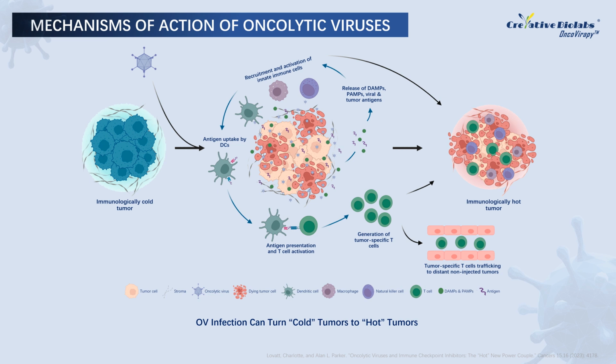infiltration into the tumor. Oncolytic viruses also help overcome physical and immunosuppressive barriers within the tumor microenvironment, promoting a shift towards a pro-inflammatory state conducive to effective anti-tumor immunity. This process not only targets the primary tumor but also elicits a systemic immune response capable of targeting distant metastases, thus converting immunologically cold tumors into hot ones, making them more susceptible to further immunotherapeutic interventions.